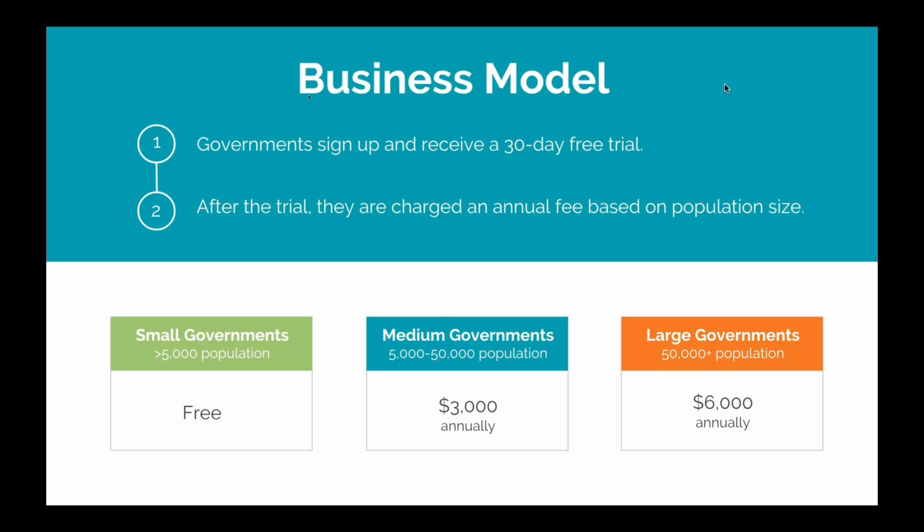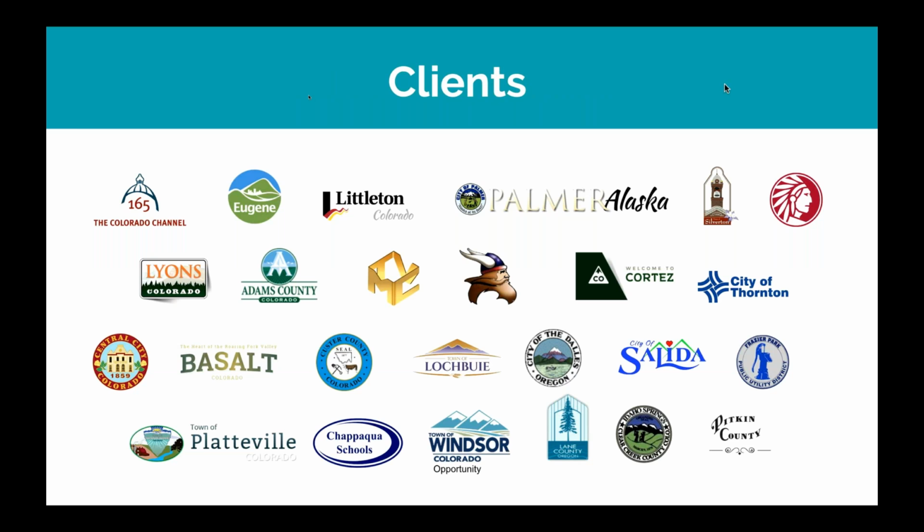Again, we're free for small governments, have a discounted rate for medium-sized governments, and our rate is usually a lot cheaper than the commercial options for even large governments, $6,000 a year for governments serving 50,000 people or more. You can set it up on your own at open.media. I'm going to go through and show you some client sites now.